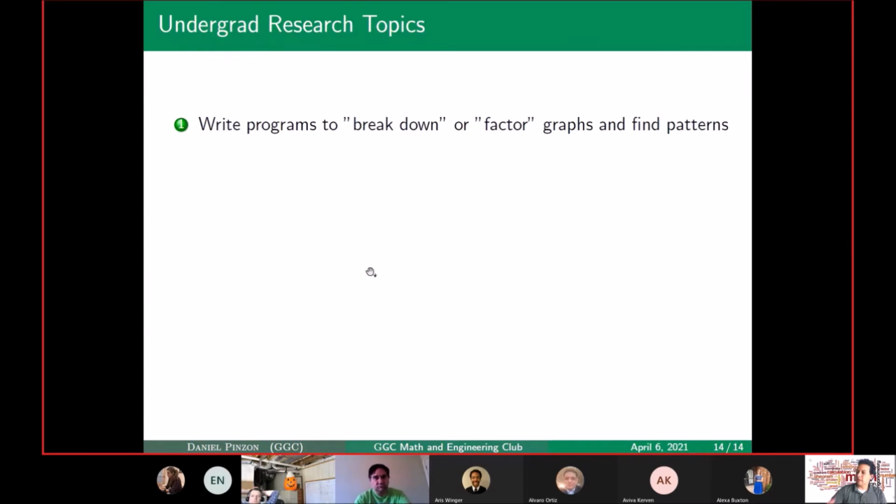And so here are the projects that I have for students. One of them is to break down or factor the graphs and the patterns by writing programs. And you need to know a little bit of linear algebra, some programming, some graph theory. Of course, I'll help you with that. And you can use Mathematica or Python or MATLAB or any kind of programming language, or maybe a combination of them would be the best thing.